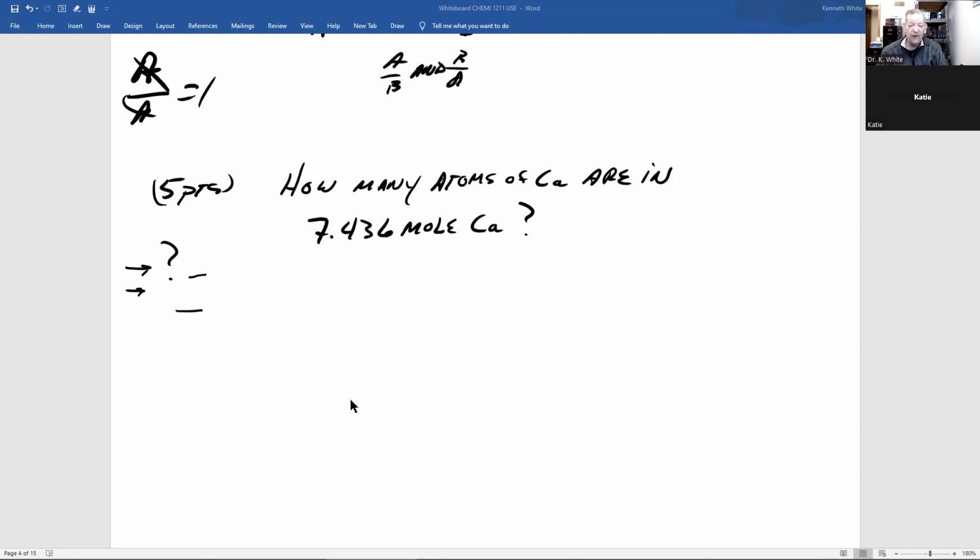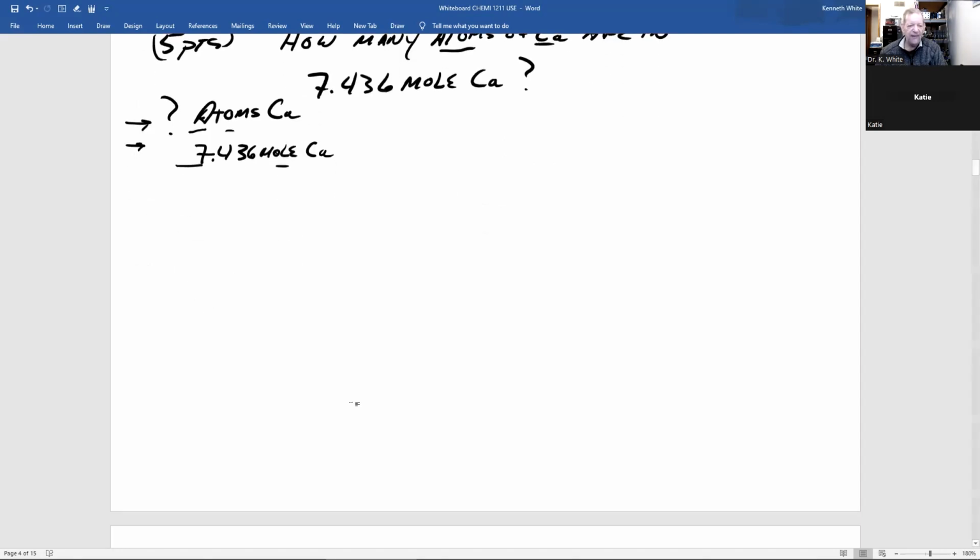All right. So what are we being asked? How many atoms calcium? What are we given? 7.436 moles calcium. And it's important to put the units. That's why it's called unit analysis. Now, there's only one thing we have to start with, this number. What units do you want your answer to be? Write that down. I just drew the line. Your turn. And when you're done, just write the units here of your answer.